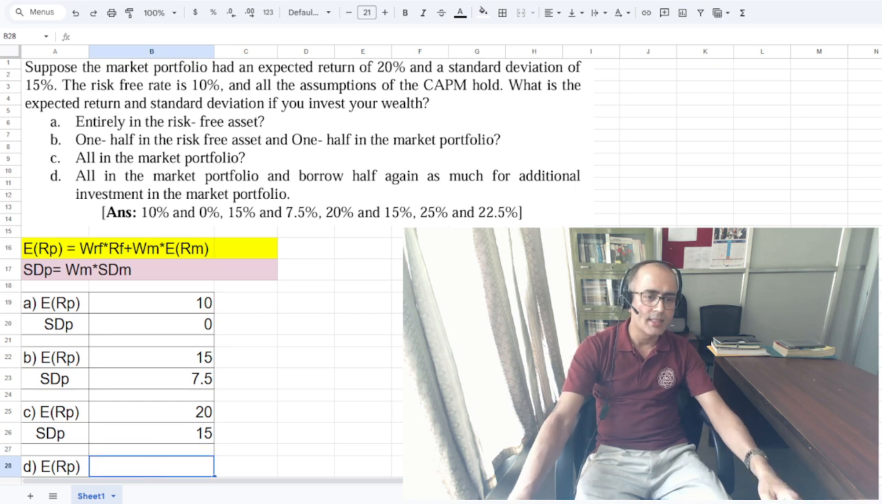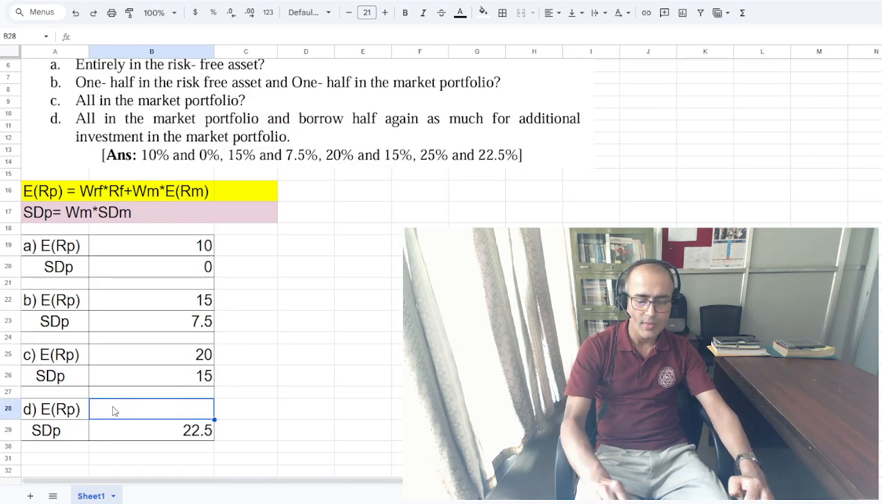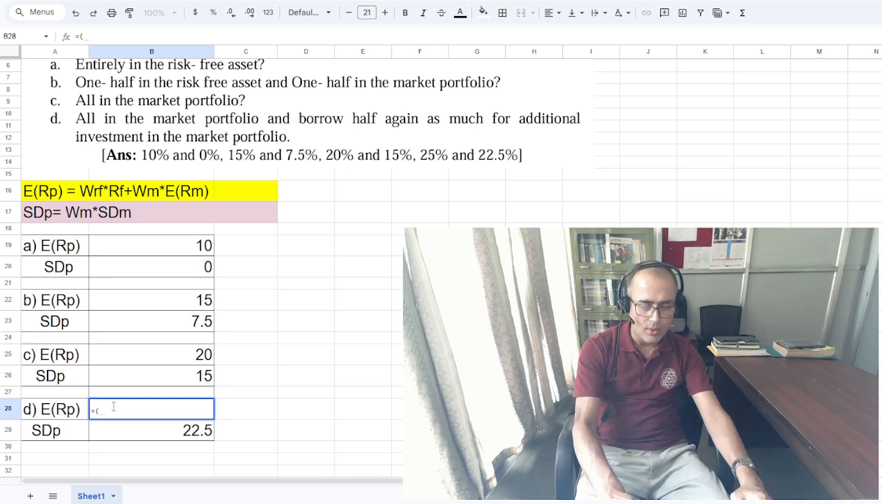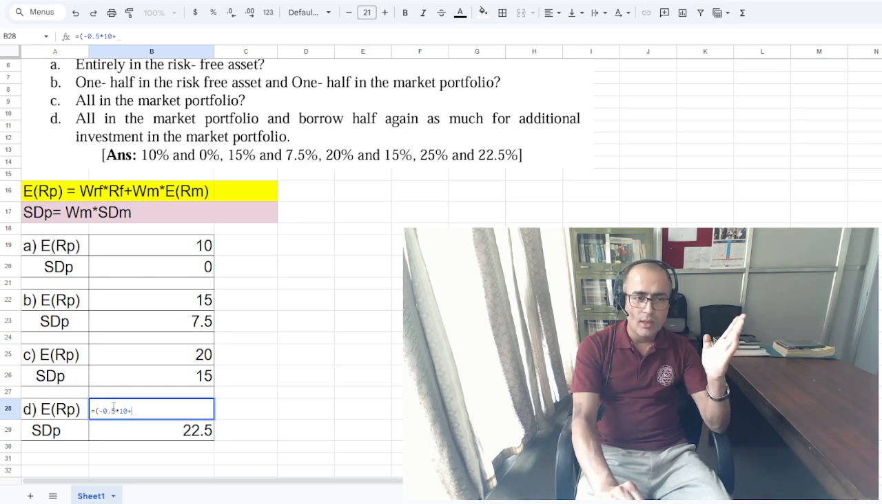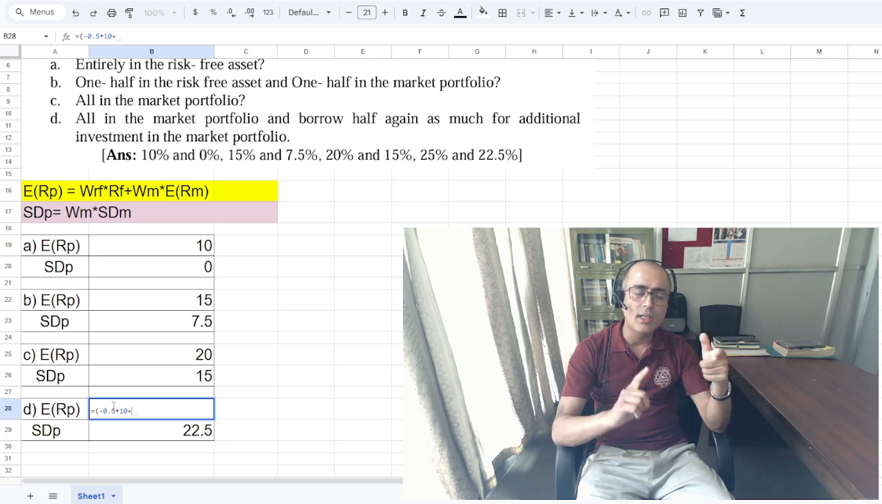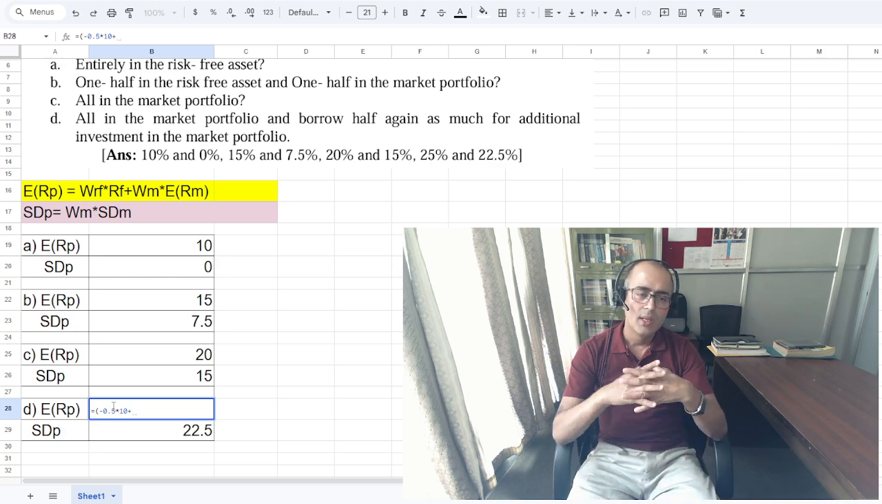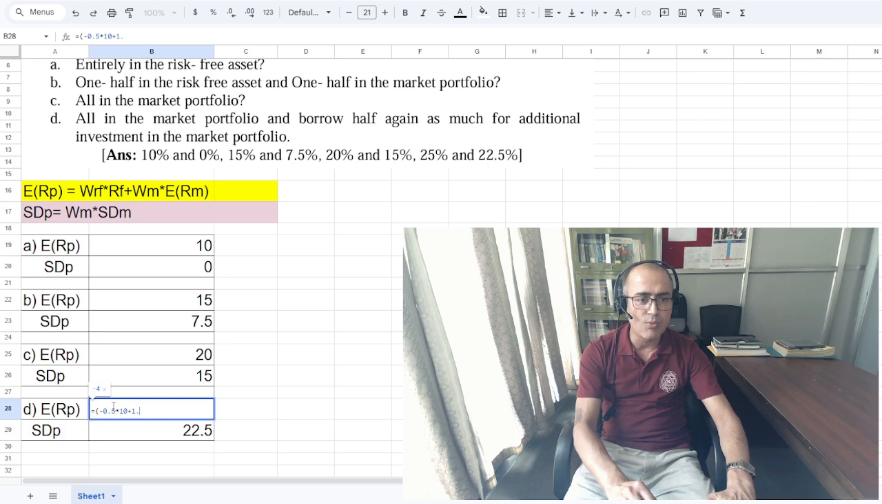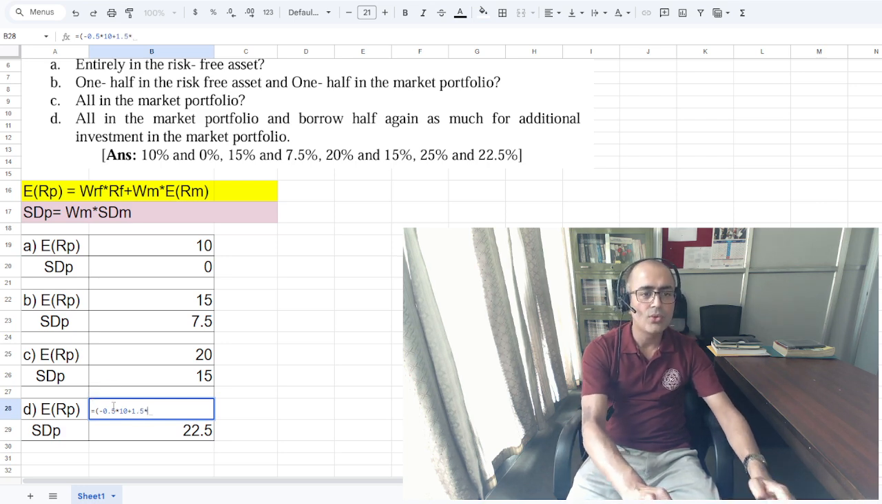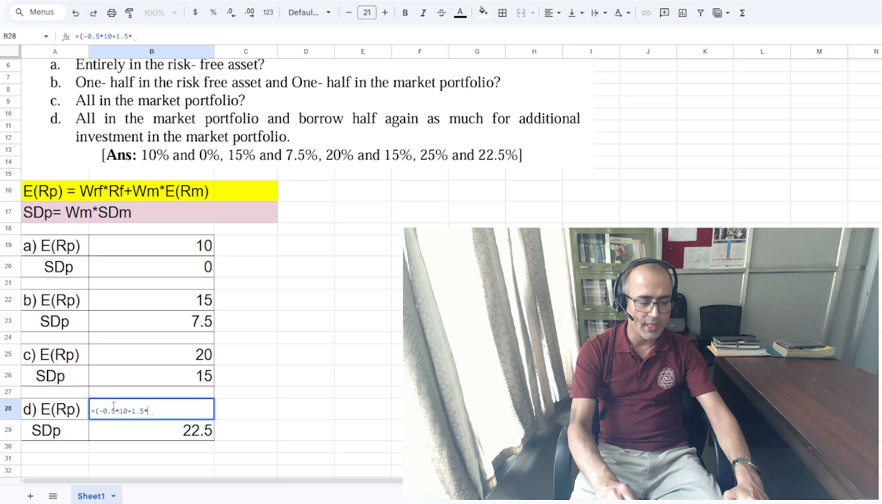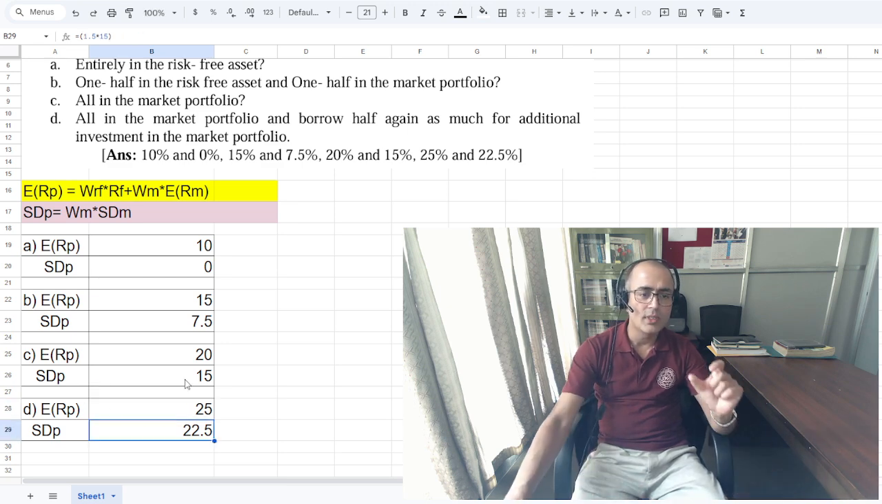And in this case you will again calculate. Risk-free is the minus 0.5. You could understand what I am doing here, into 10% plus, this is not the case of entirely risk-free investment, this is borrowing, and you are investing again in the risky assets. So this would be 1.5 into its return of 20. So this is the case of 25.